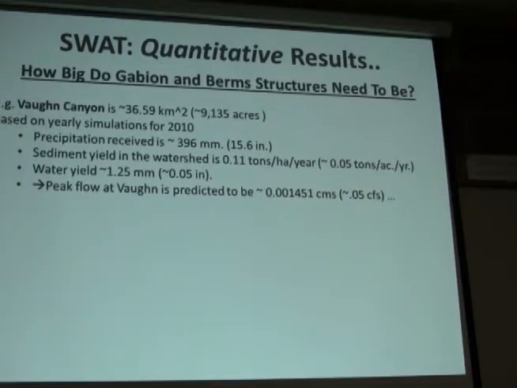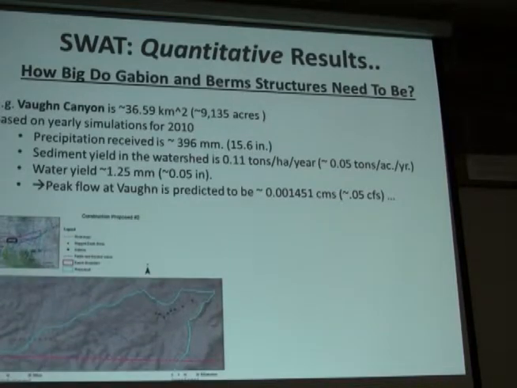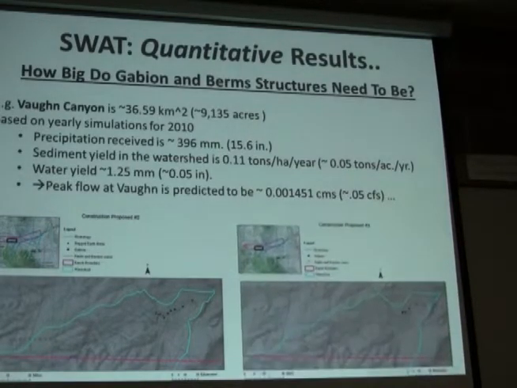At Vaughn, if the precipitation is about 15 inches, then we might expect sediment yield at half a ton or 0.05 tons per acre per year. The peak flow might be a half a CFS, and these are over predictions, based on that calibration slide. So then we tried, okay, maybe we'll do proposed construction number 2, or maybe proposed construction number 3.